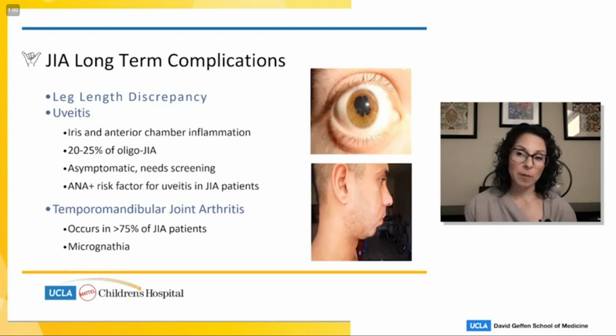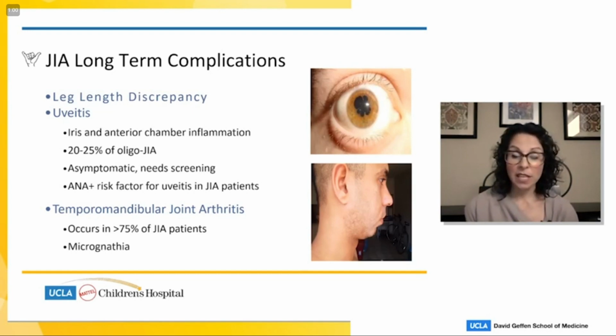They require frequent ophthalmology visits every 3 months for the first 4 years if they meet that criteria. Very important to see what their ANA status is at the beginning. So if you're the one who diagnoses oligo-JIA, then you can start with a referral to ophthalmology.